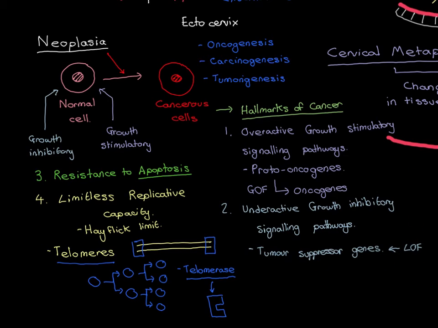Hallmark number 1 is that they have overactive growth stimulatory signaling pathways due to gain-of-function mutations in proto-oncogenes, and they're then called oncogenes. And property number 2 is that they have underactive growth inhibitory signaling pathways. This is brought about by loss of function of these tumor suppressor genes, which are the proteins involved in the growth inhibitory signaling pathways.